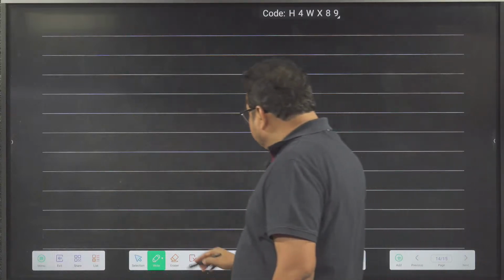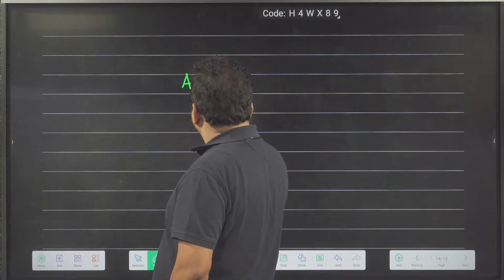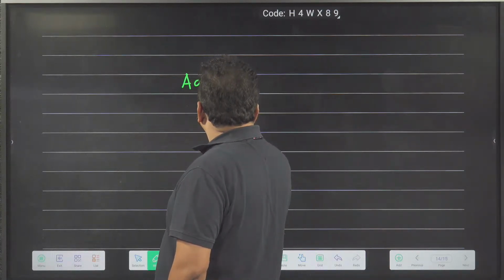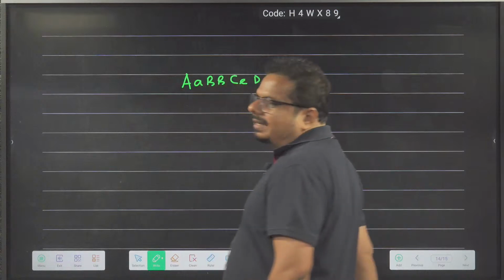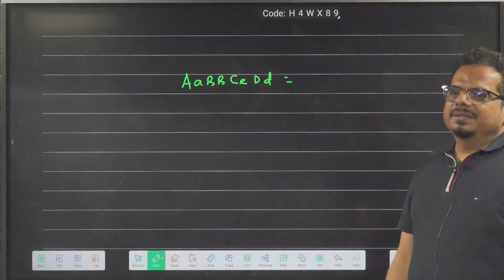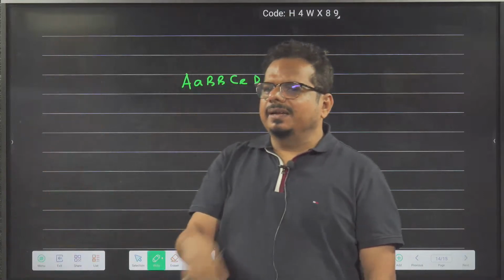Well done. Now the second question I am asking. Capital A, small a, capital B, capital C, small c, capital D, small d. How many types of gamete will form? The examiner can ask this question. Now the NEET standard has declined.